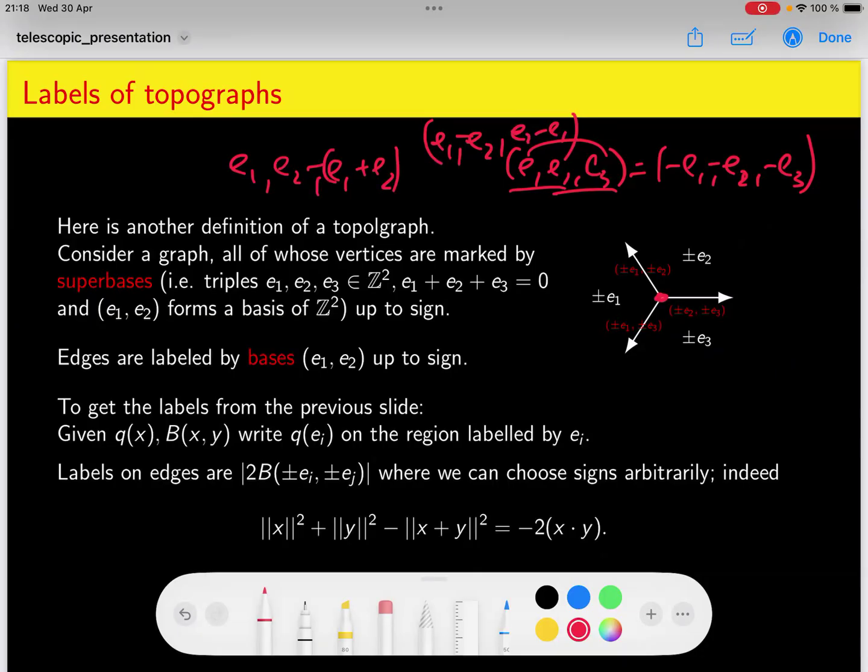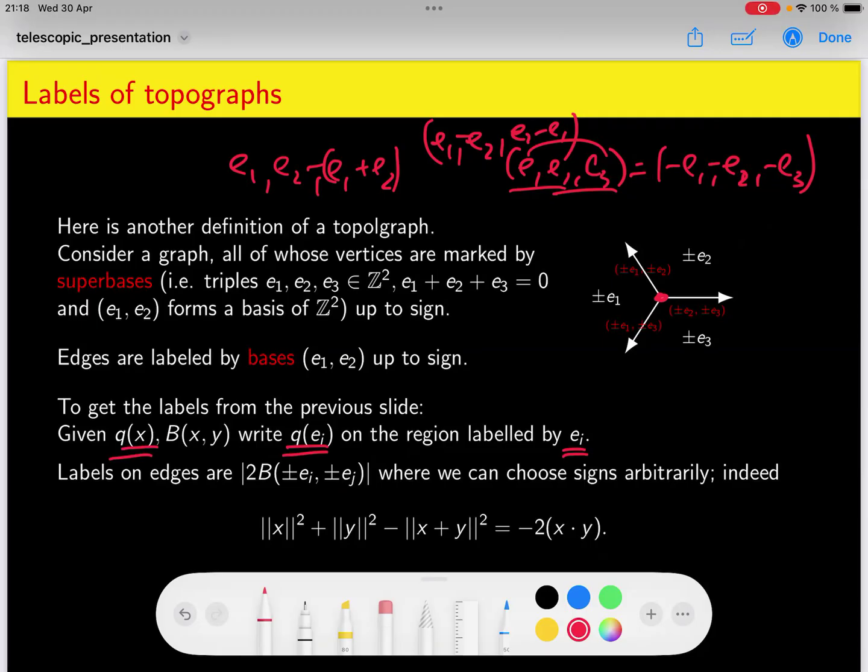Okay, and now I can do it for all superbases and all bases of Z2. So I have this huge graph. I just draw it on the plane. That's a planar graph. And then how to get labels in the previous definition? Just take any quadratic form, Q of X, and then just write Q of Ei on every region labeled by Ei.